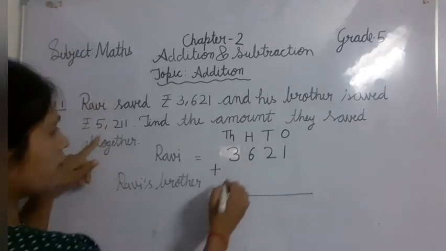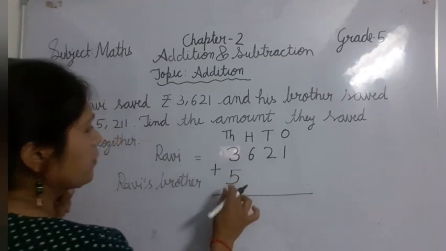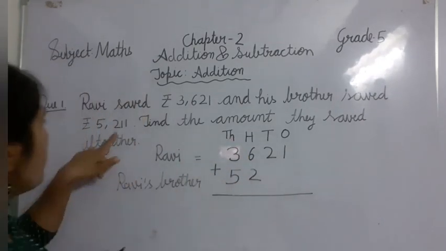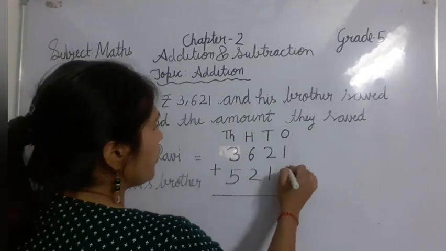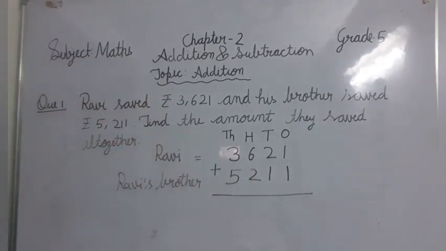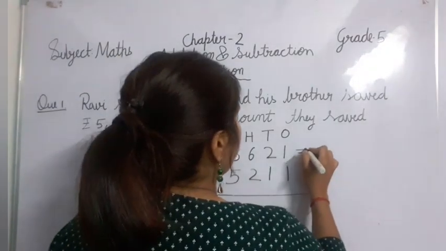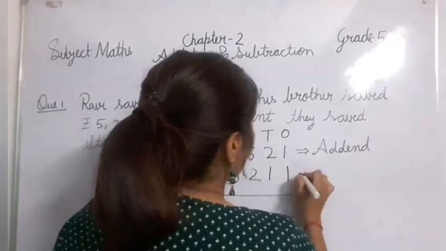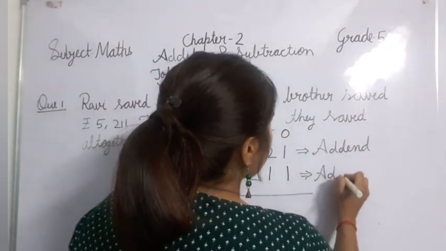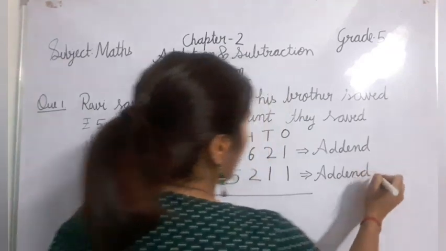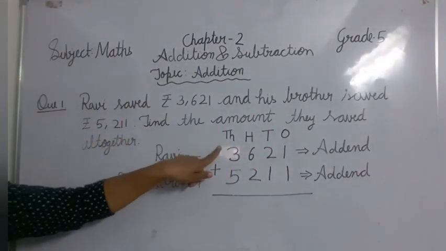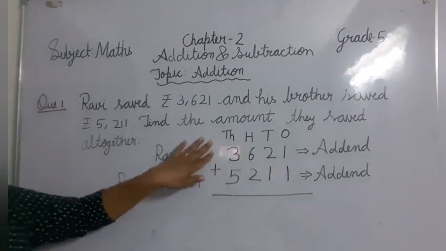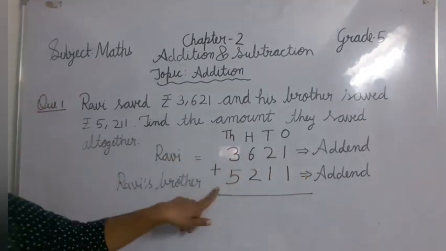So 5,000: 5 should be in the 1000 column. 200: 2 should be in the 100 column. And 10 and 1 in the tens and ones. Now these are called addends. The numbers which we are going to add are called addends. Here we have two addends, the first addend and the second addend.